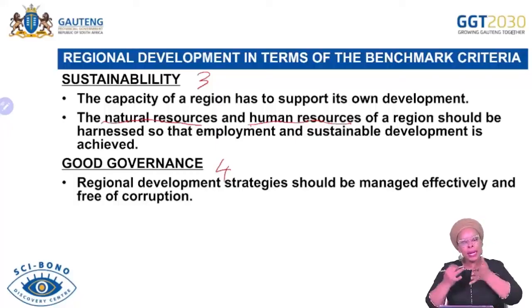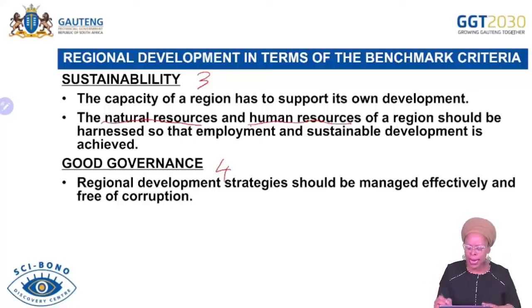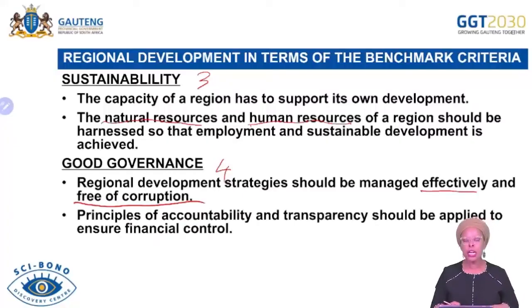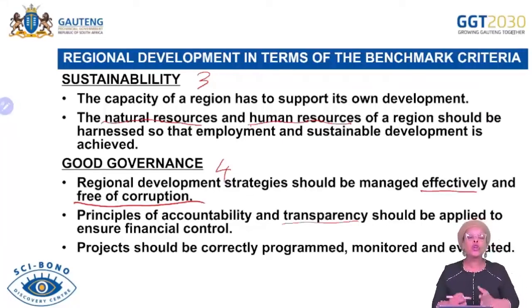So when it comes to regional development and industrial development, everything should be managed in such a way that they are managed effectively and there is a free from corruption. Corruption should be prevented or minimized, or it shouldn't take place at all, so that regional development can take place. So the principle of accountability, whereby officials are held liable for their action, it should take place. And there should also be transparency when it comes to finances, so that there can be control. Projects should be correctly programmed, monitored, and evaluated.